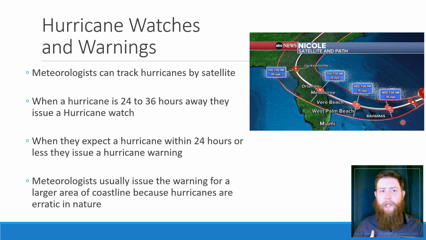Like tornadoes, we have hurricane watches and hurricane warnings. We track hurricanes by satellite. They're really big, so as long as they form out over the ocean, we have more time than tornadoes. I wouldn't say a lot of time. When a hurricane is 24 to 36 hours away, they issue a hurricane watch. And when it's within 24 hours, it's a hurricane warning.